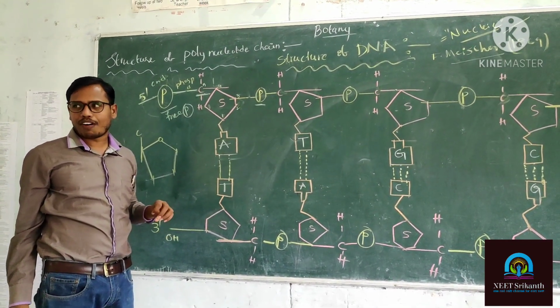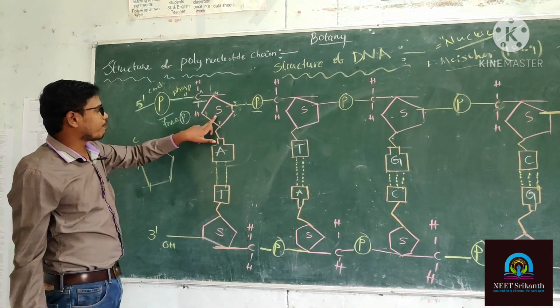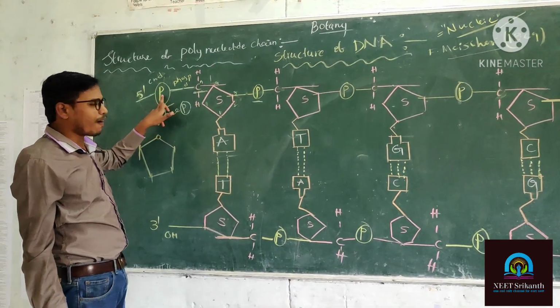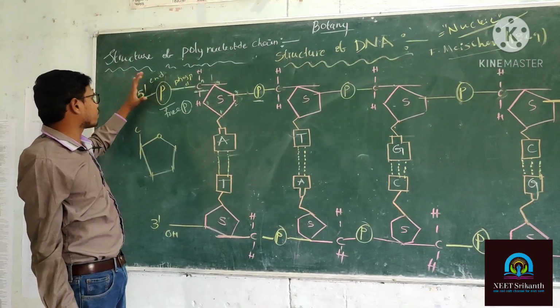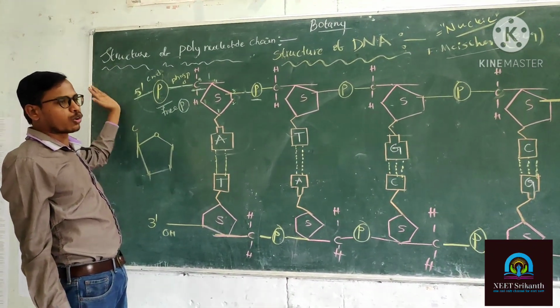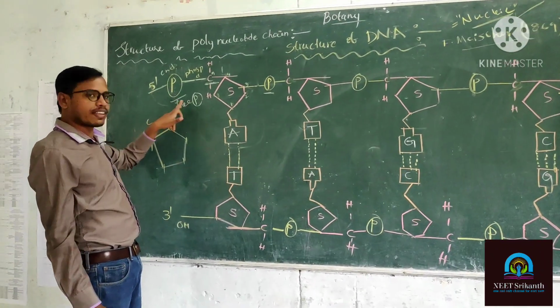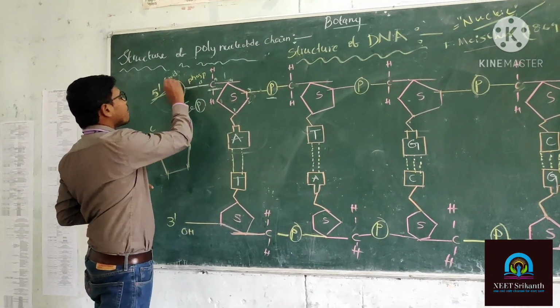Are you clear about what the 5 prime end is? You can observe the pentose sugar's 5th carbon has the phosphate group. Now the phosphate group does not attach to another nucleotide, so a free phosphate is there. That's why it is called the 5 prime end.